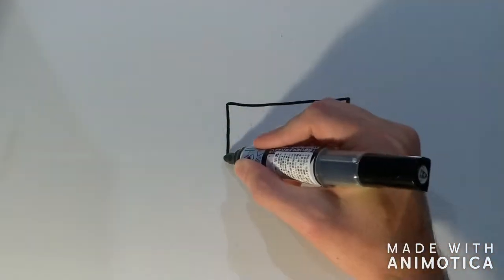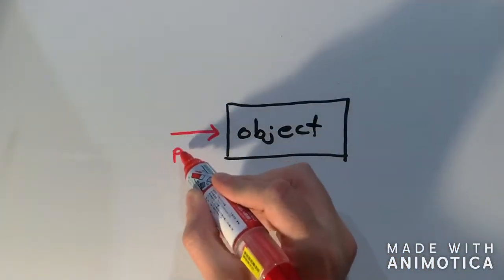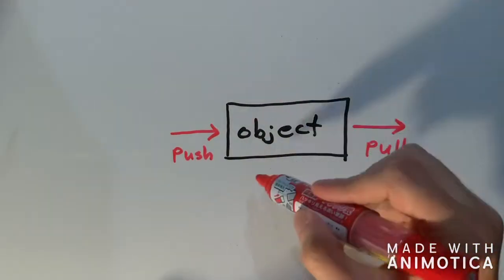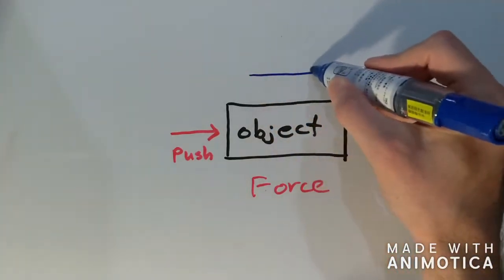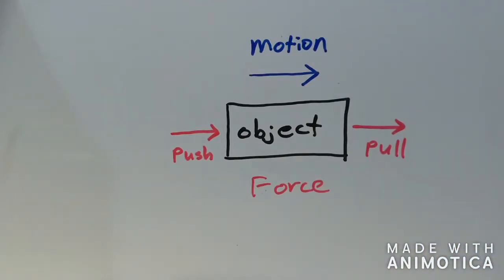Forces. A force is a push or a pull on any object, that is, a thing with mass. A push is a force in the direction of the object, whereas a pull is a force away from the object. Forces are able to change the motion of an object.